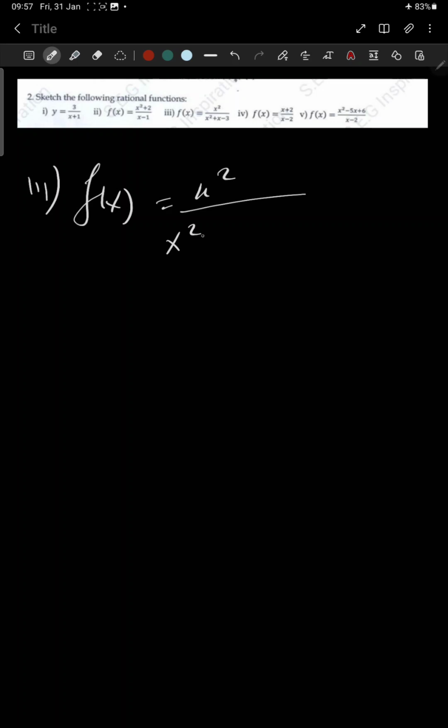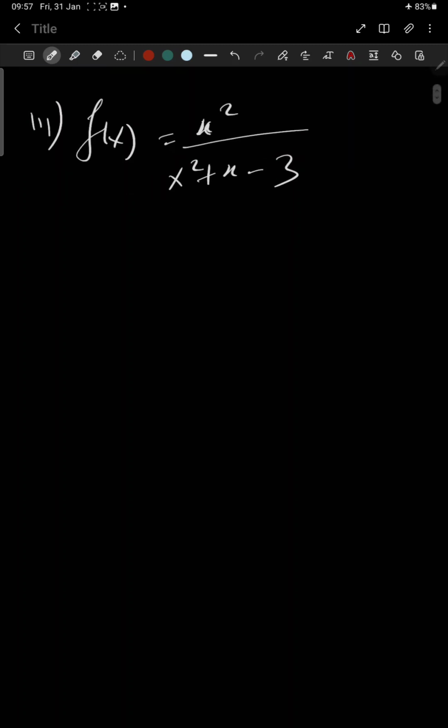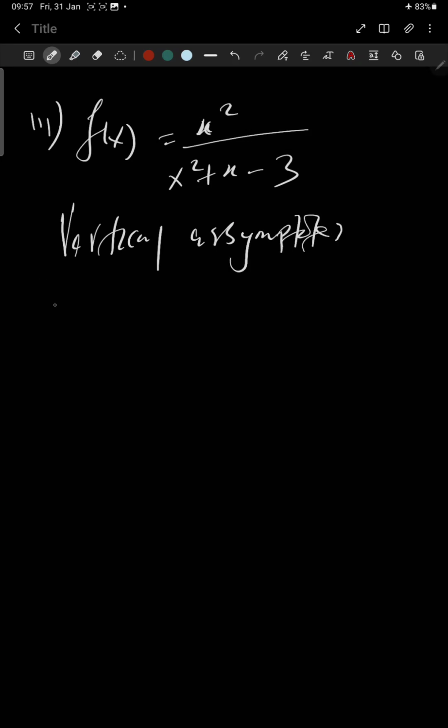Alright guys, so let's do question number 3. We have f of x is equal to x squared over x squared plus x minus 3. This function is a rational function, of course, so we're going to find the vertical asymptote. Okay, so we're going to say let x squared plus x minus 3 be equal to 0.